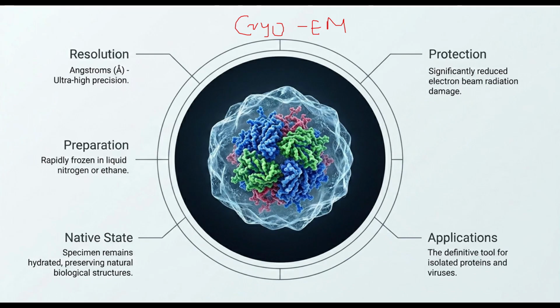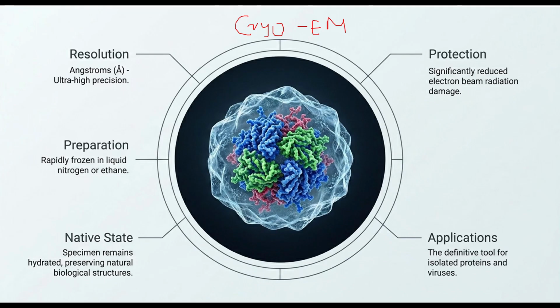Maintaining specimens at extremely low temperature reduces radiation damage while allowing scientists to expose them to higher electron doses. So this significantly improves the image quality and resolution. Cryo-EM can reveal molecular structures at angstrom-level detail and has revolutionized structural biology. Scientists now use cryo-EM to determine the structures of proteins, viruses, and molecular machines that were previously impossible to visualize.